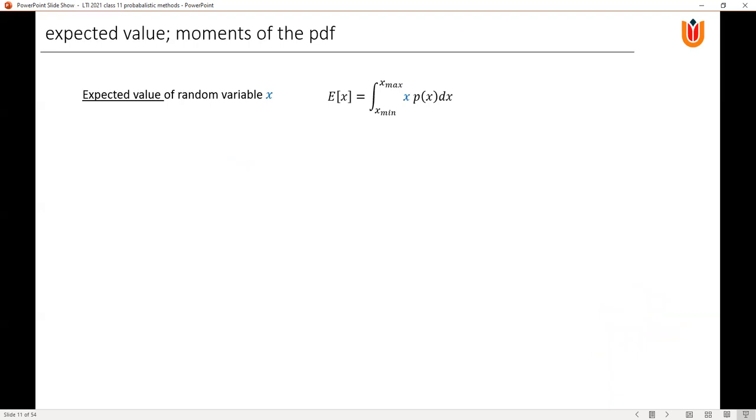Usually for these PDFs, the function itself is not so much of interest, but its moments are, as a description of the function. We can calculate, for example, the mean, or the expected value. If we know the PDF, p of x, then we can calculate the mean by using this expression: multiply each value by its probability, and then add it up or integrate it given this function.